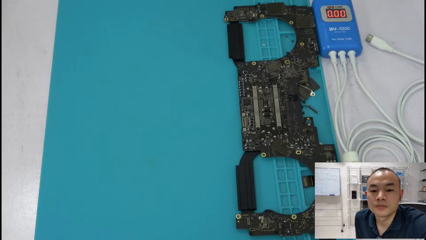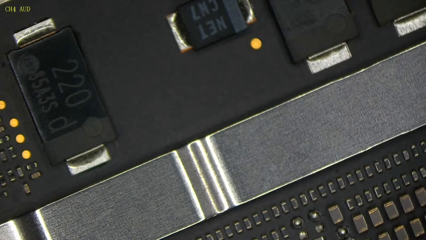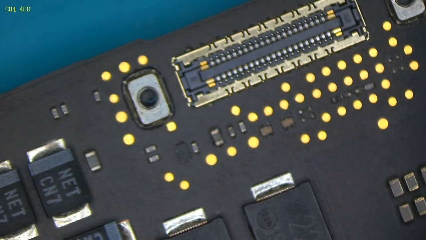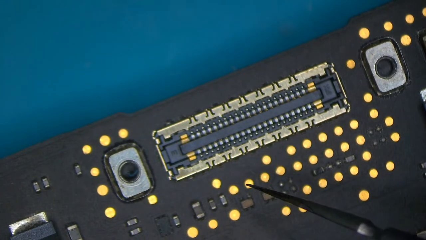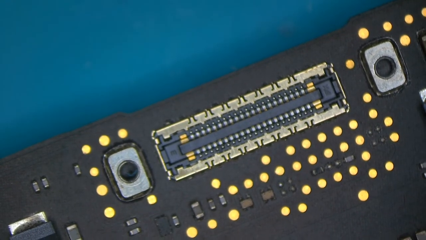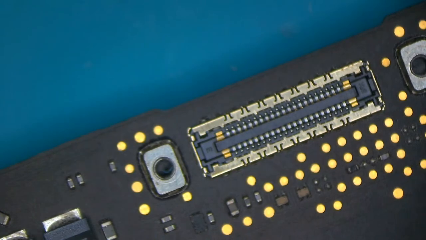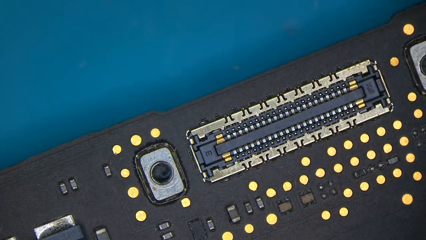The repair method: before, you must use the multimeter to check the EDP connector. You can see this one is the EDP connector, for the display. The pins are very, very small, and you must check them one by one, so it is very difficult to check the display. Use the multimeter on the display connector.